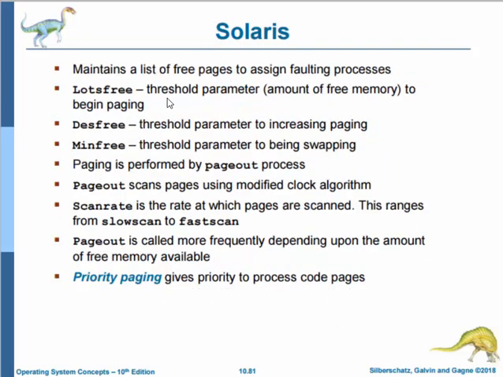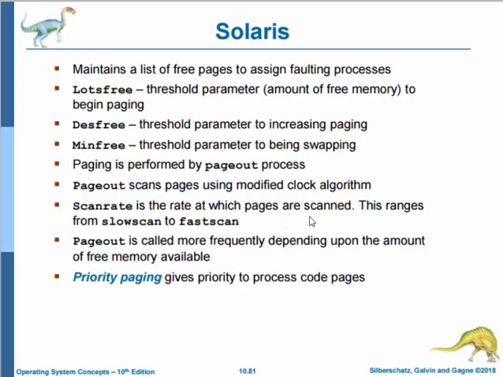For Solaris, it maintains a list of free pages to assign faulting processes. So we have the following terms. They have lots free, the threshold parameter or the amount of free memory to begin paging. And then they have des free, the threshold parameter to increase paging, and min free, the threshold parameter to begin swapping. So paging is performed by the page out process, and page out scans pages using a modified clock algorithm. So definitely Solaris has more implementation of the page replacement algorithm.